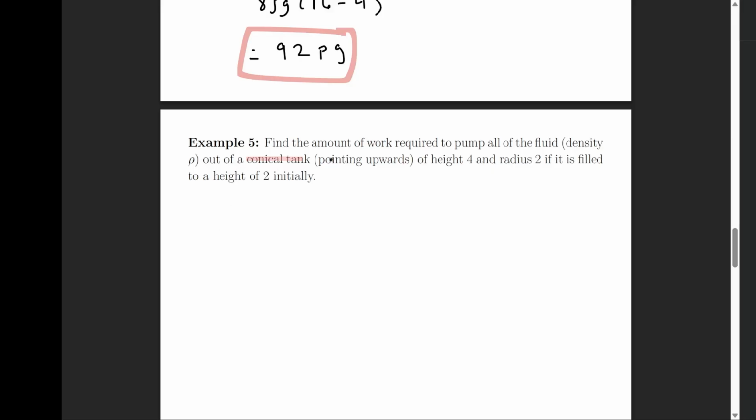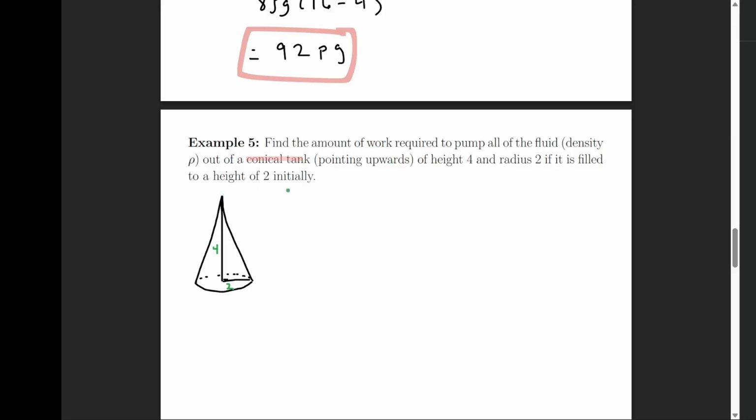So, conical tank, right? It's a cone pointing upwards, so it's going to look like this. Don't mind my amazing drawing skills. And then this is the height, right? Because it's a triangle, it's a cone. So the radius is going to be 2. I'll write it in green. So that's our radius, 2. And then the height is 4.